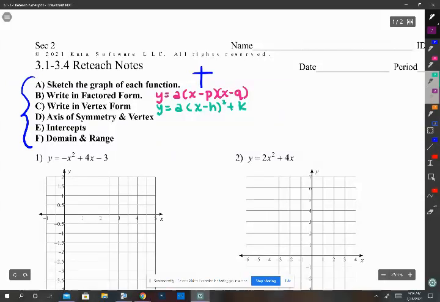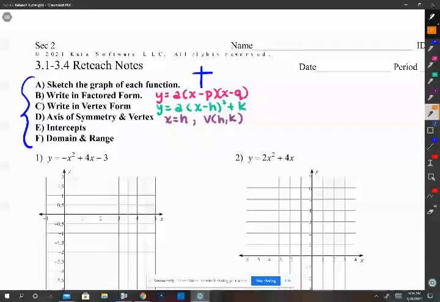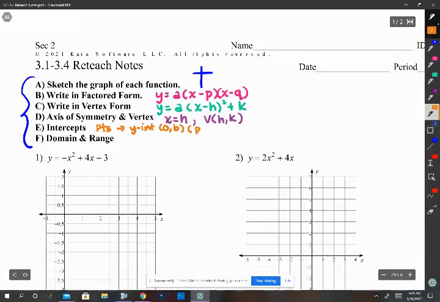When it asks for the axis of symmetry, remember that is x equals your h value, and your vertex is your (h, k) value. Your intercepts should be written as points, and we're looking for the y-intercept. So the y-intercept is going to be (0, something), and your x-intercepts are going to be your p value and 0, and your q value and 0.